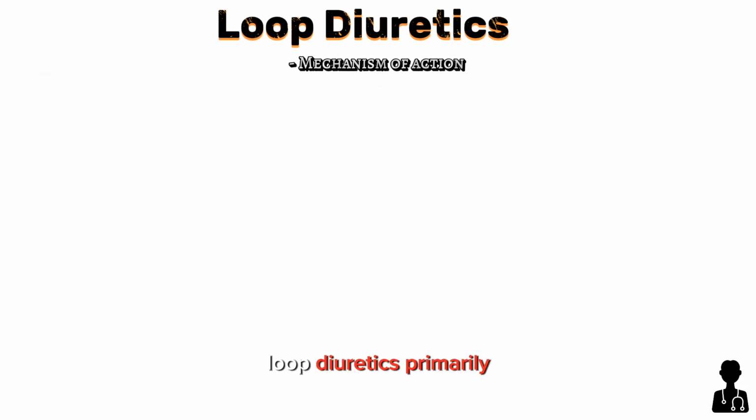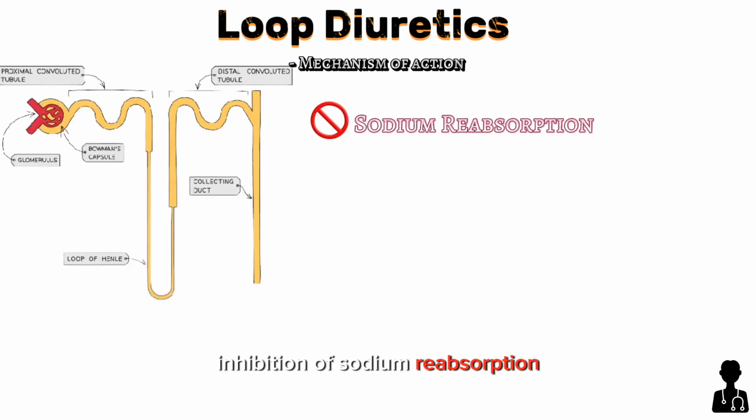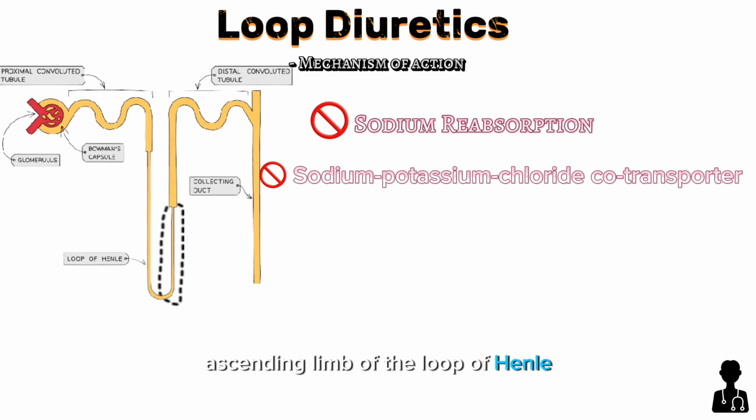Loop diuretics primarily act on the loop of Henle in the kidneys. Their mechanism of action involves inhibition of sodium reabsorption. Loop diuretics block the sodium-potassium-chloride cotransporter in the thick ascending limb of the loop of Henle.